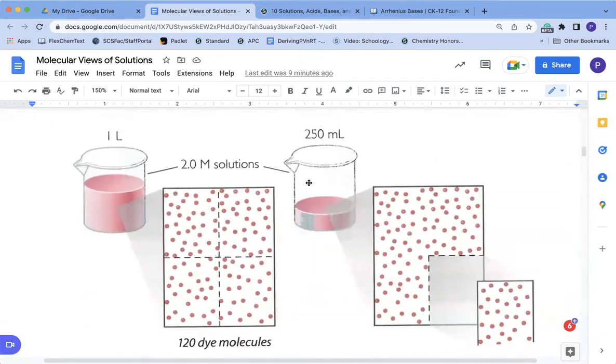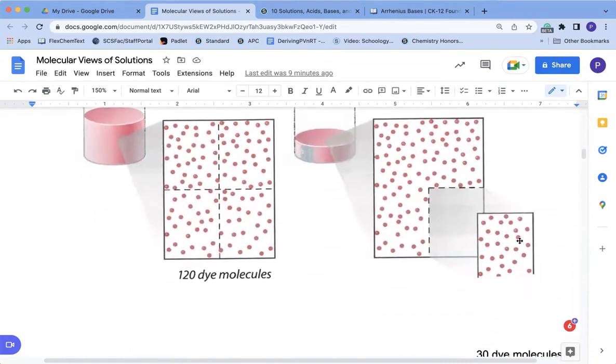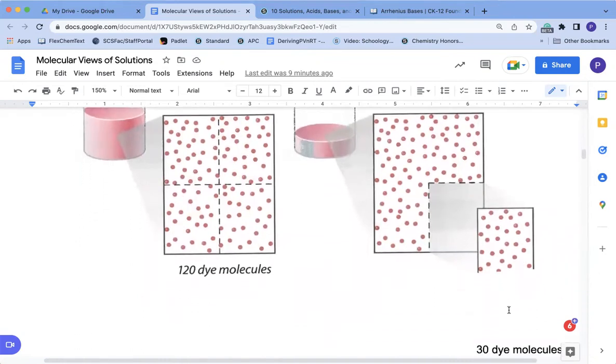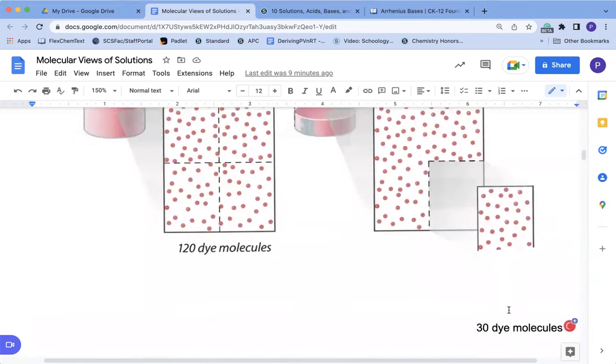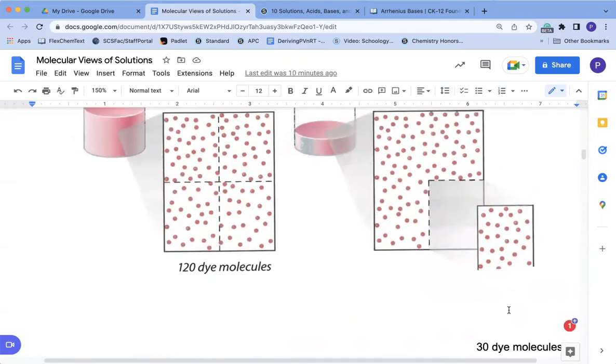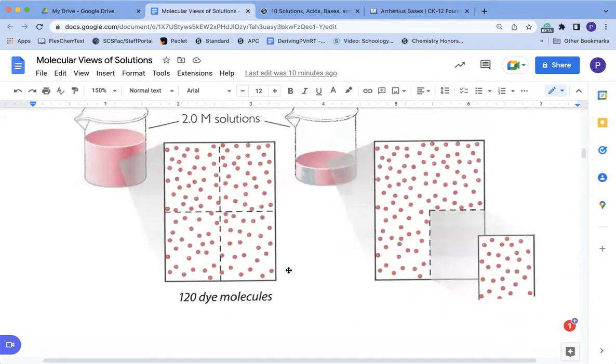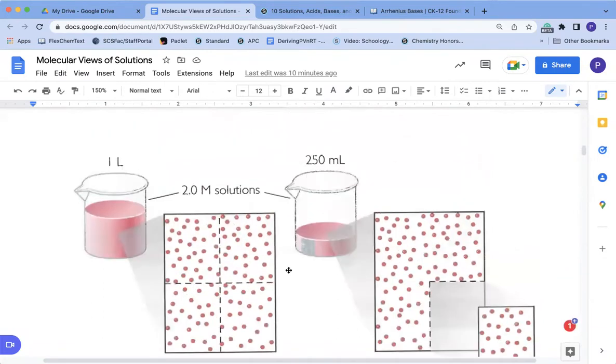But now we want 1/4 of the volume. So in that 1/4 of a volume, I have a smaller square, and I would only have 30 dye molecules in 1/4 of the solution that held 120 dye molecules in an entire liter. Same concentration, but different volume allows me to use a different number of moles.